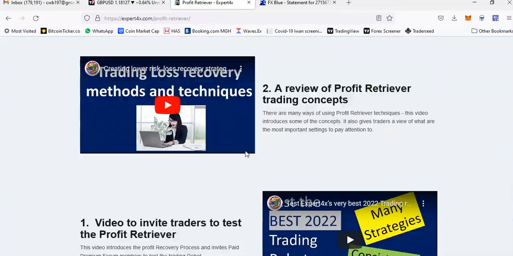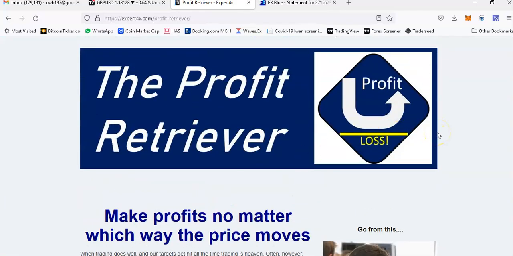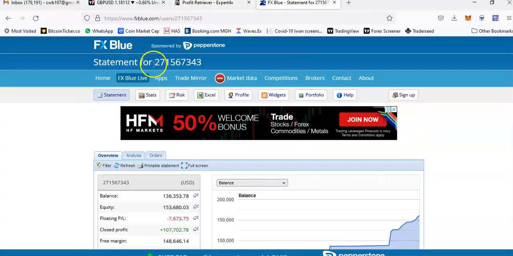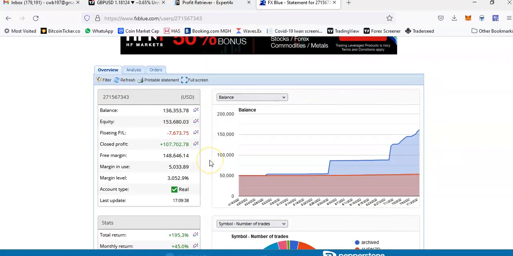Then let me show you my results so far. I first tested it for a couple of months on a demo account. I first did back testing on the robot, then I put it on a demo account to forward test, and then I put it on a live account. Here's my FX Blue account. FX Blue is a third party website where you load your MT4 details, and then they pull all the details. Unbelievable, all the detail that they can get from here.